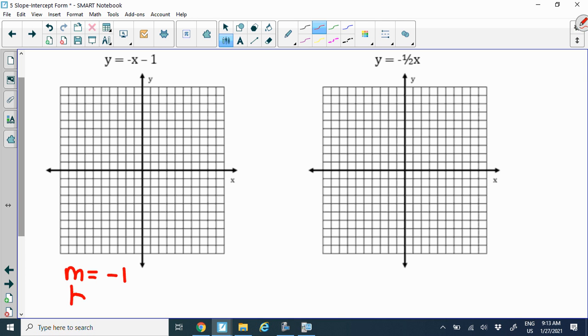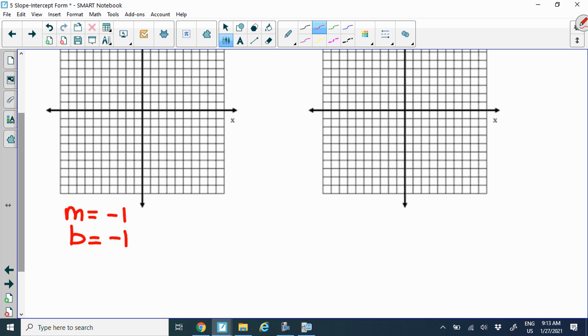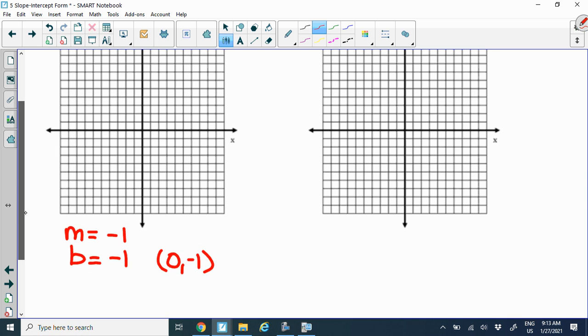Okay, let's identify our b value. That is the y-intercept. That is also negative 1. Okay? Now, be careful. The b is the y-intercept. So if we wanted to graph this, we need to make sure we have the correct point. Because it's the y, negative 1 is the y value, but the x is going to be 0. So for the y-intercept, the x is always 0. So we're going to plot the point 0, negative 1.